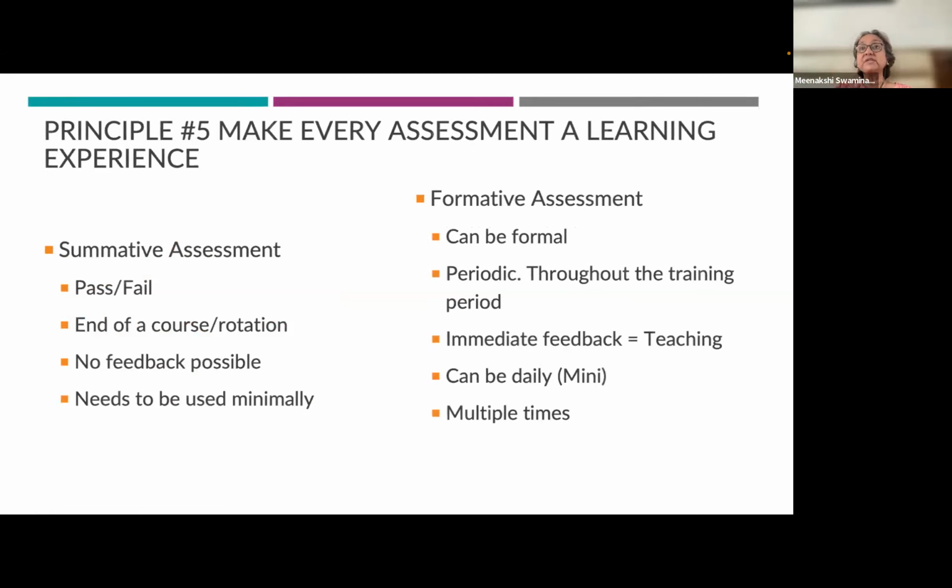In formative assessment, you can still make it formal, even though very often it's an informal assessment. It is typically periodic throughout the training period, and it gives you an opportunity for immediate feedback. In other words, it gives you an opportunity for teaching. It can also be a daily one, like a mini CEX, maybe just one point that you are checking off. And it is useful to do it multiple times over their training period.